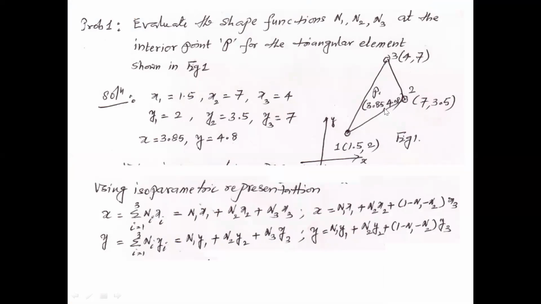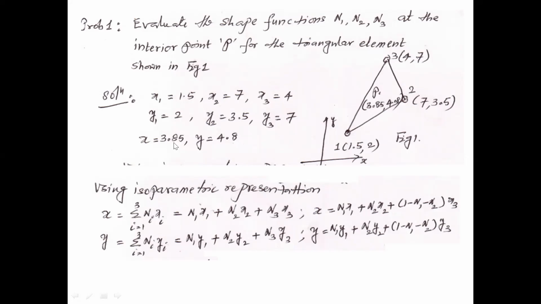3: 4, 7. And at point P, the coordinates given are 3.85 and 4.8. So when I write this data, you have x1 1.5 and x2 7, x3 is 4. That's what is written here. Then y1 2, then y2 3.5, y3 is 7. And the given coordinates are x, y, so x is 3.85 and y is 4.8. If you use isoparametric representation, x anywhere is the summation of n and x. So here three nodes are there, summation i equals 1 to 3, ni xi. So n1 x1 plus n2 x2 plus n3 x3.